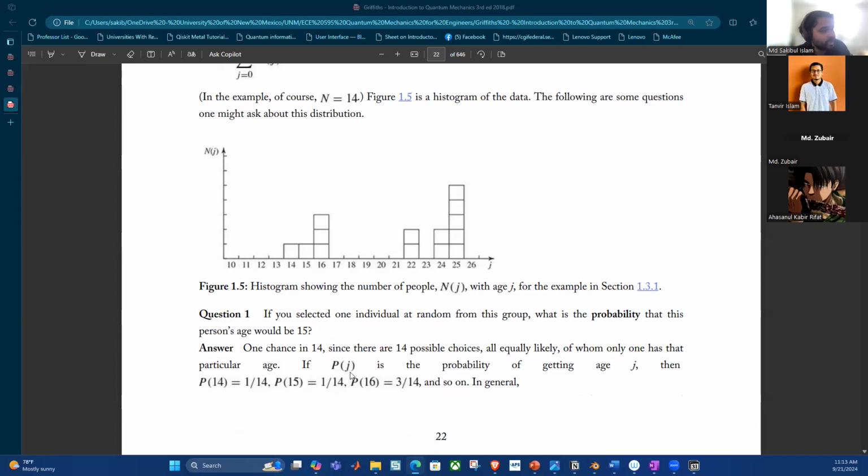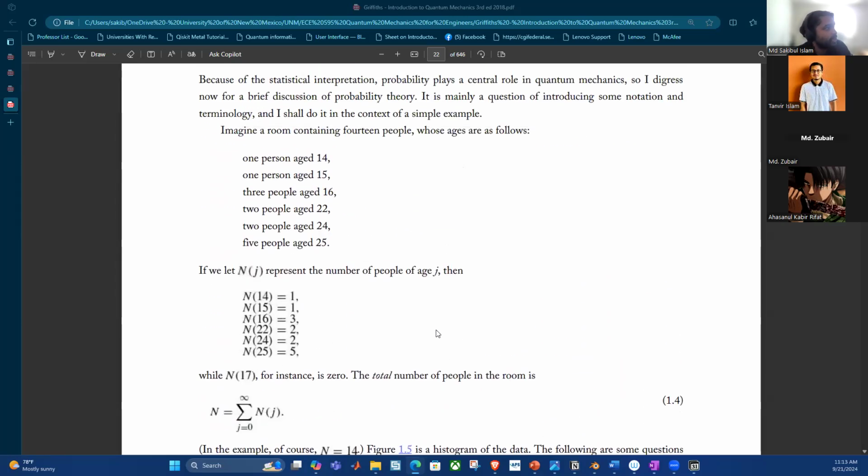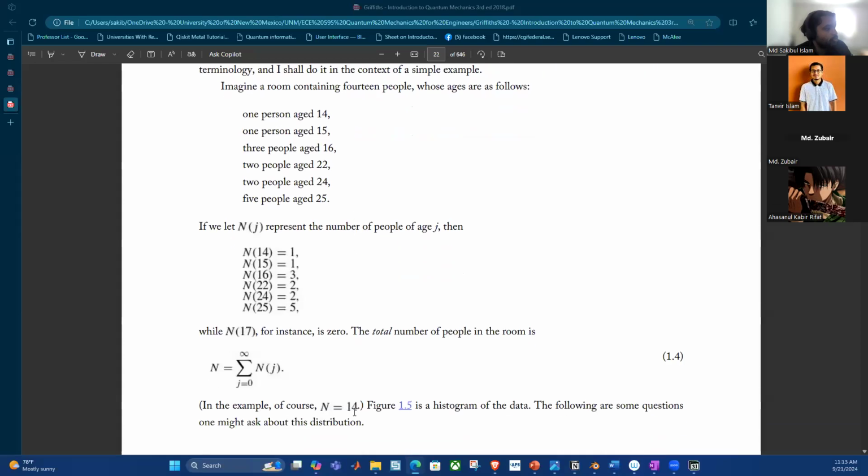So probability of j means the probability of finding a particular age. From this distribution, you can say, let's say for 14, there is one person that has age 14. And what is the total number? There are 14 people in total. So out of 14, only one person is 14 years old. So the probability of finding a 14 years old person is 1 by 14.